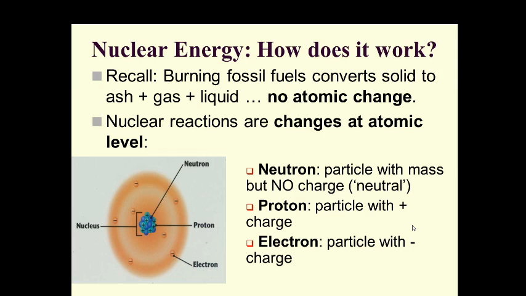So let's go back and look at the structure of an atom. In the nucleus, we have neutrons and protons. Neutrons are particles with mass but no charge, and protons are particles with positive charge. Remember, the number of protons determines what type of atom it is. On the outside of the nucleus, we have the electrons. Those are negatively charged particles.